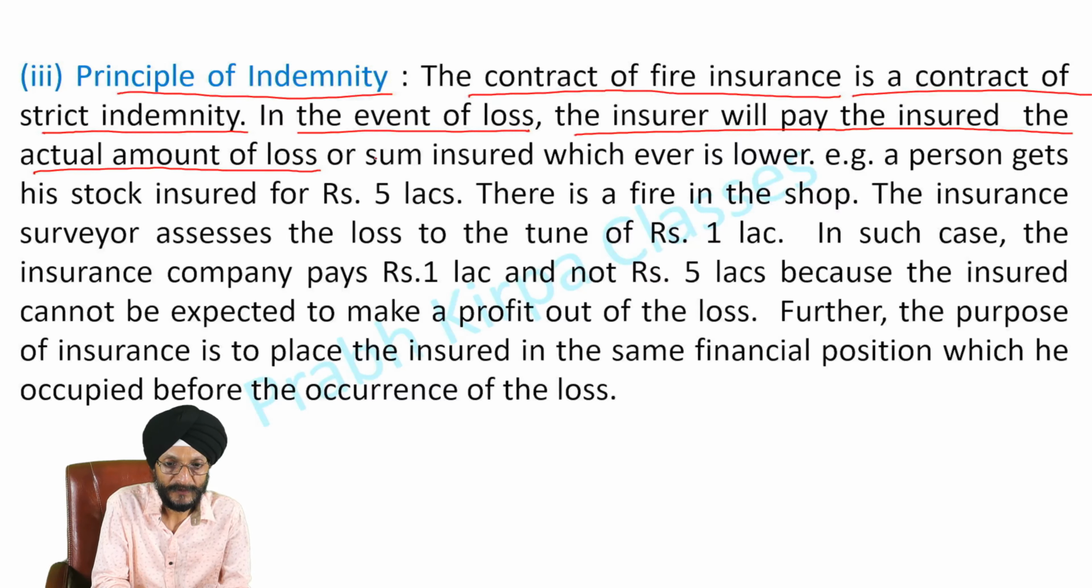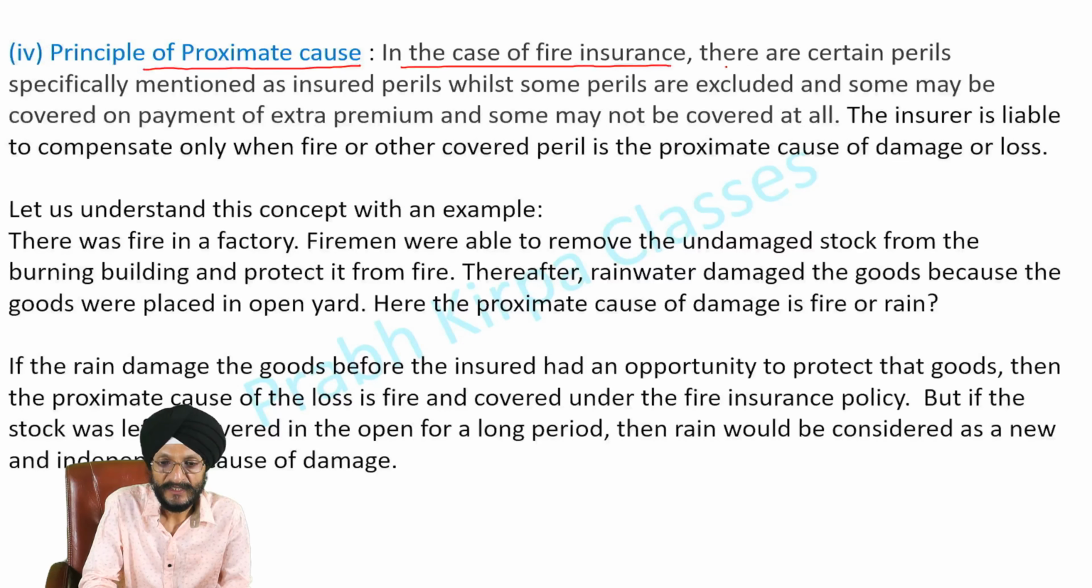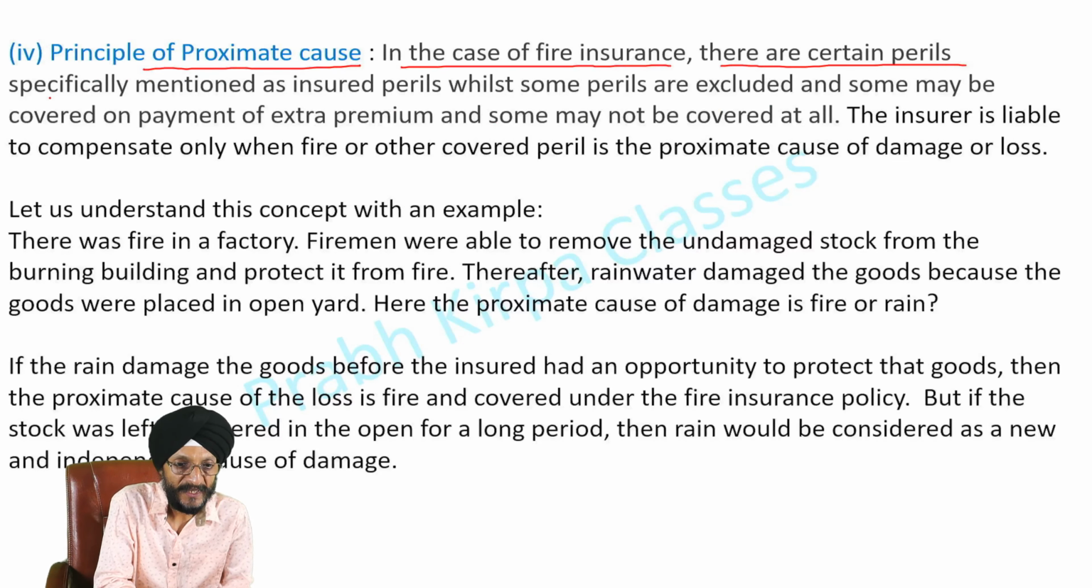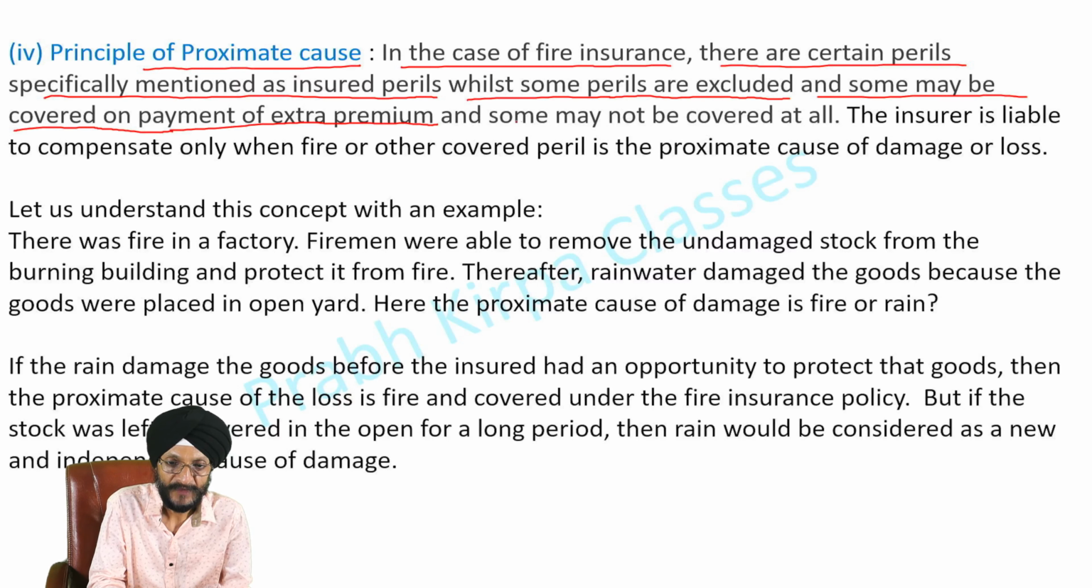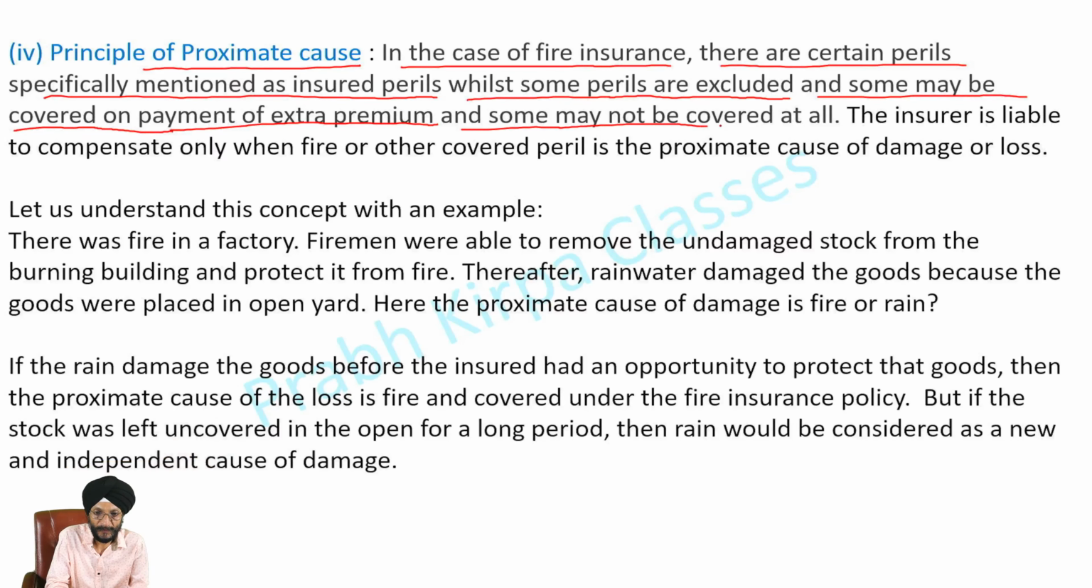Now, the next principle is the principle of proximate cause. In the case of fire insurance, there are certain perils specifically mentioned as insured perils, whilst some perils are excluded and some perils may be covered under the insurance policy on payment of extra premium, and some perils may not be covered at all. The insurer is liable to compensate only when fire or other covered peril is the proximate cause of damage or loss.